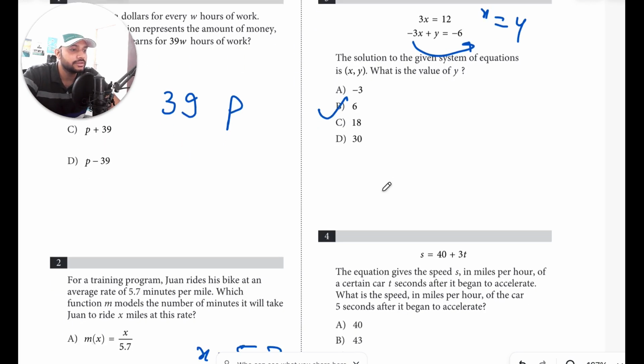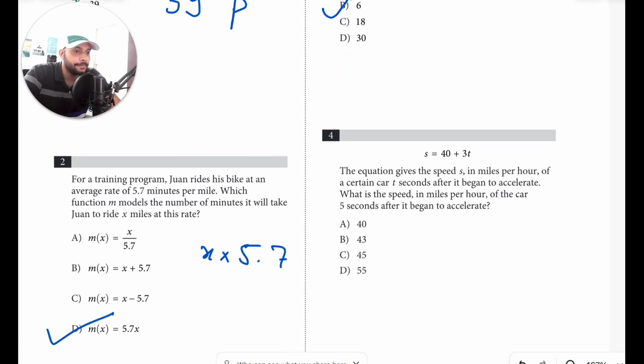Okay. Question 4. The equation gives the speed s in miles per hour of a certain car t seconds after it began to accelerate. What is the speed in miles per hour of the car 5 seconds after it began to accelerate? 5 seconds. 3 times 5 is 15. 15 plus 40 is 55. Okay. Next page. First, let me erase this.